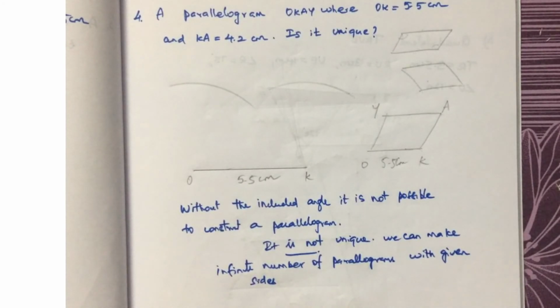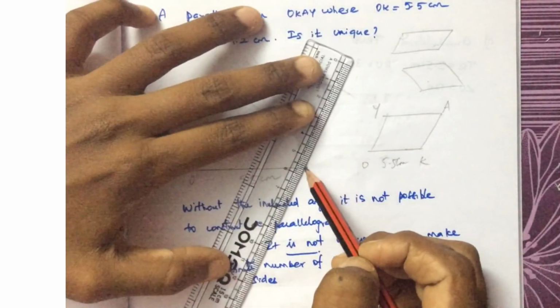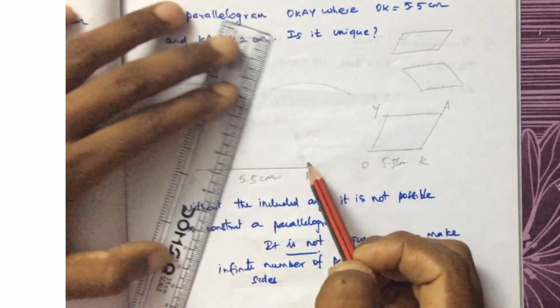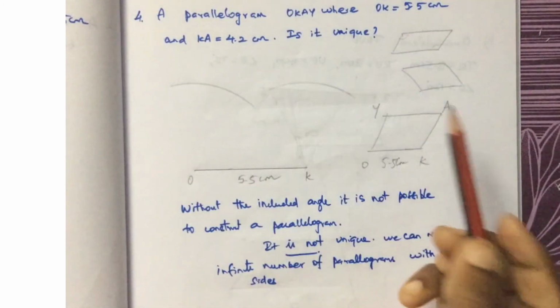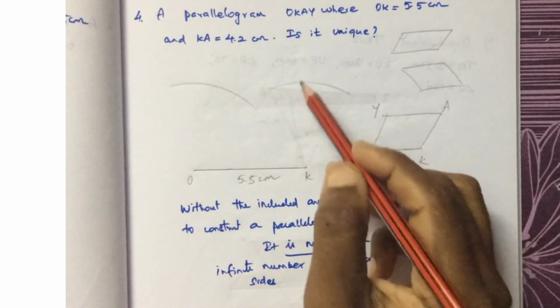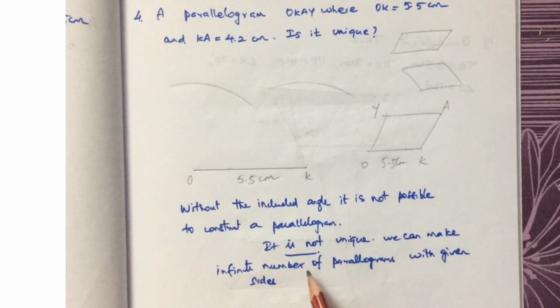So what I mean is, if I mark this line as 4.2 and similarly, with the same angle, if I mark another line 4.2, that is one parallelogram. So for each line I can make one parallelogram. Without the included angle, it is not possible to construct a unique parallelogram. So it is not unique.